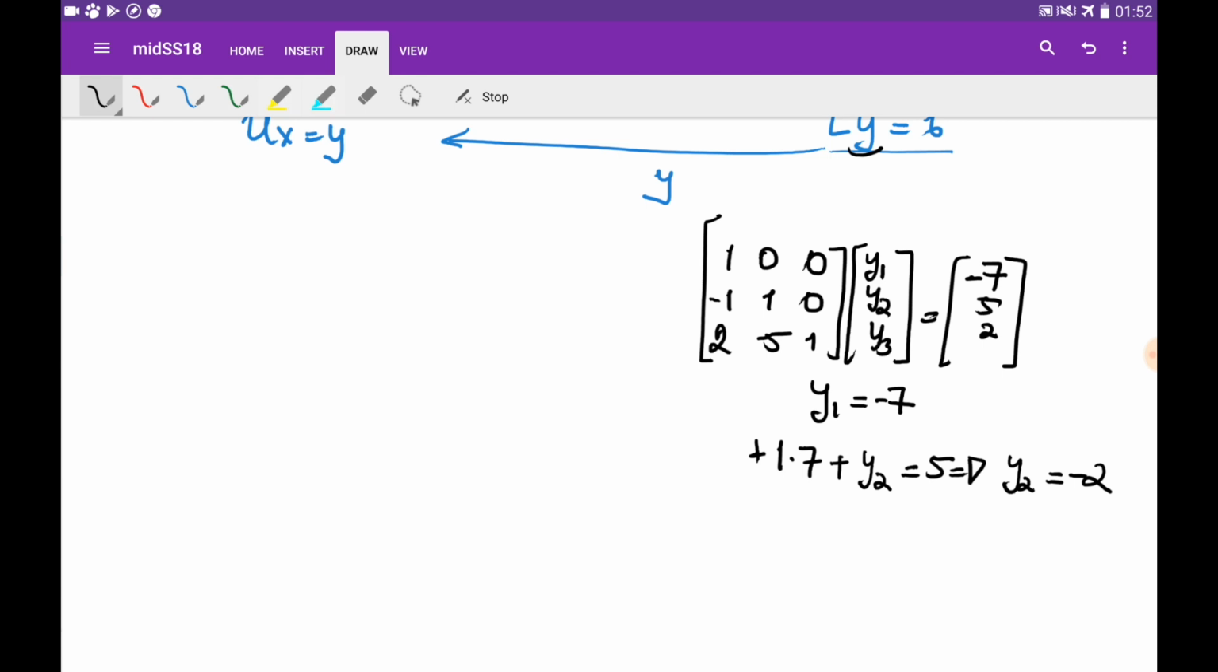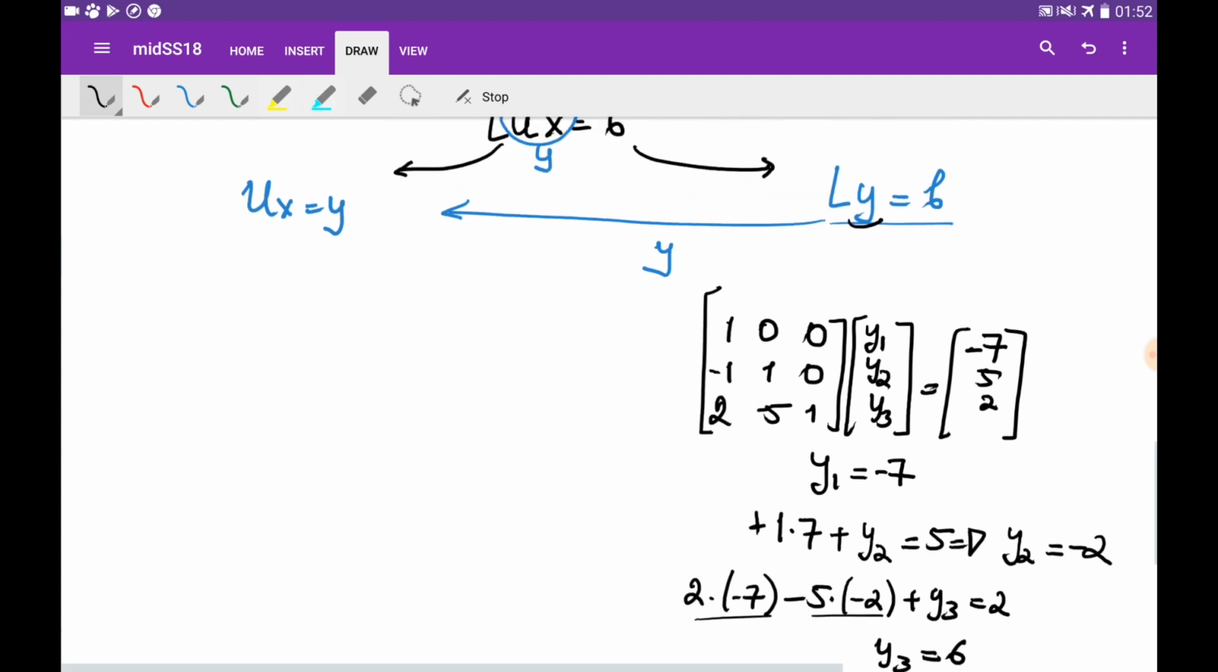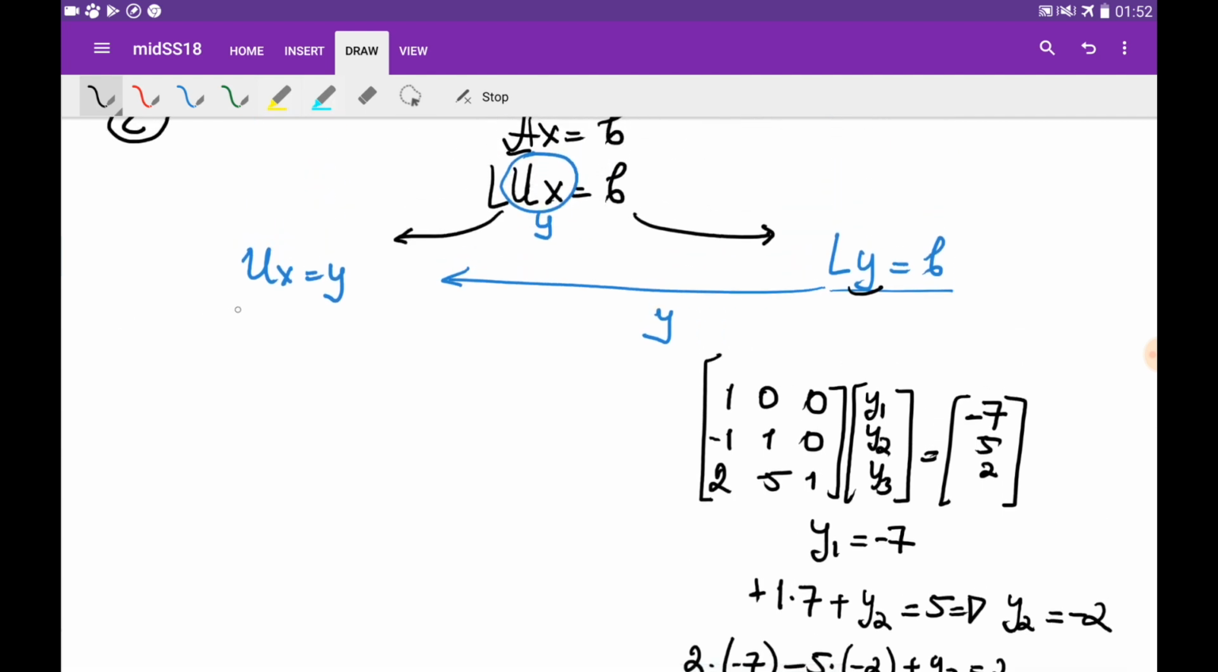And if I substitute y2 and y1 into the third equation, which is 2 multiplied by y1, which is -7, minus 5 multiplied by y2, which is -2, plus y3 is equal to 2. So it's going to be -14 plus 10. If the -4 goes to the right, we obtain that y3 is equal to 6. So we find the y vector, and we can find the x vector by solving this equation.